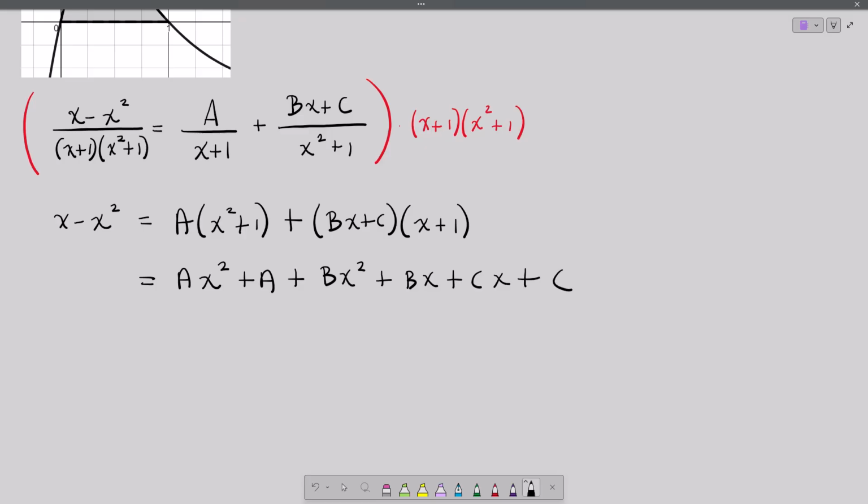And we have that. On the left-hand side, I'm going to write this in descending order just so that we can talk about the coefficients a little bit more systematically.